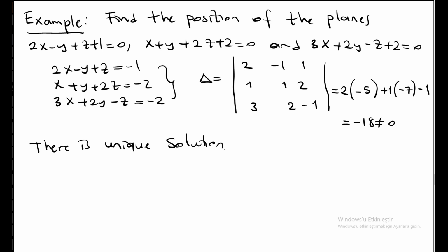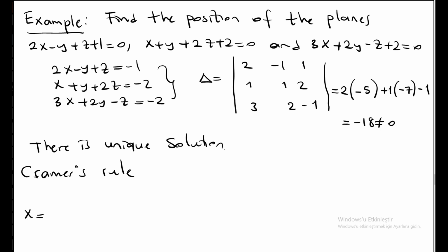So if there is a unique solution, it means these three planes intersect each other at only one point. So how do we find this point or solution? You can use different methods. Maybe because we already calculated this determinant, we can use Cramer's rule.